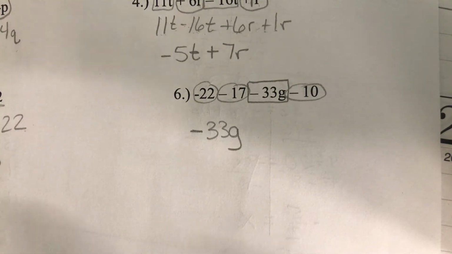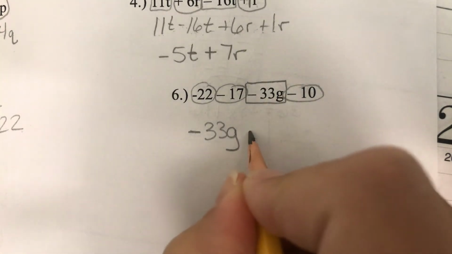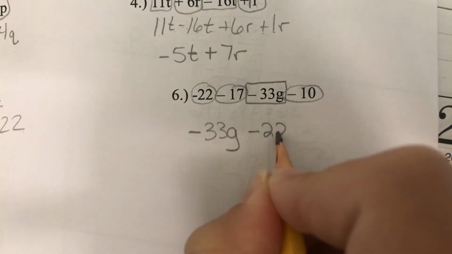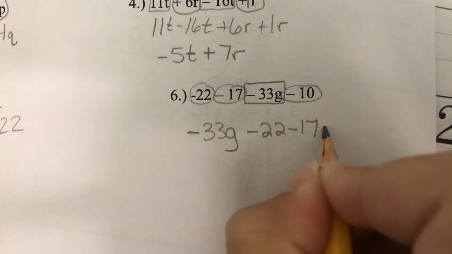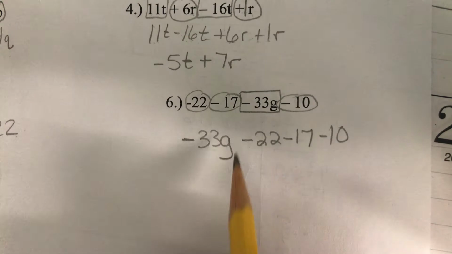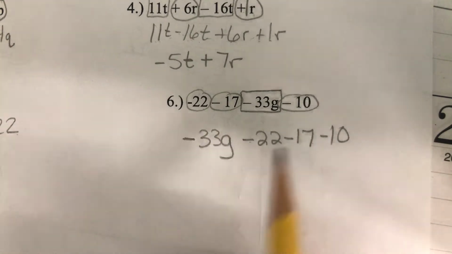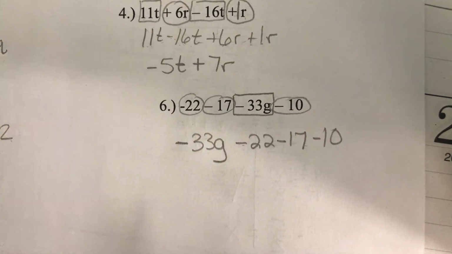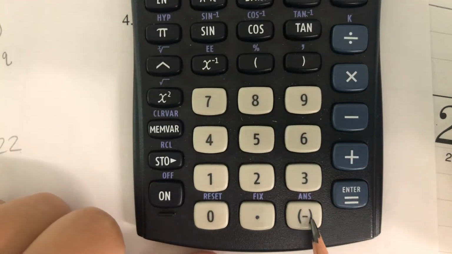So negative 33, again, if we want to regroup, minus 22, minus 17, and minus 10. So we are subtracting everything here. Let's practice that again in our calculator. So negative sign is down here.